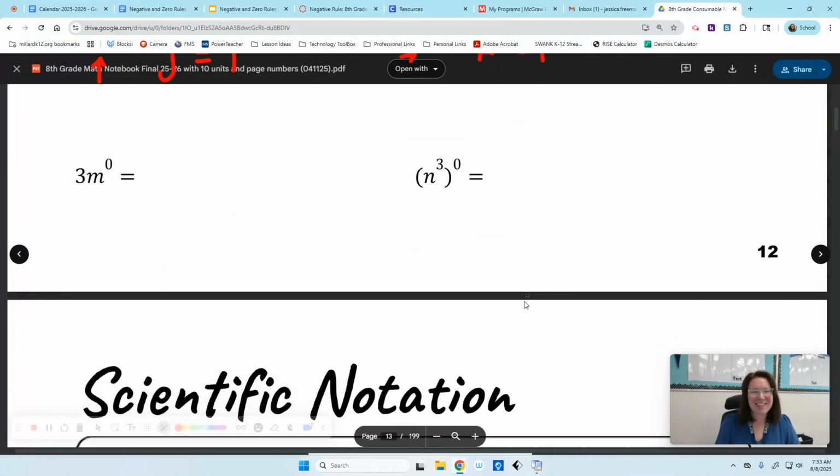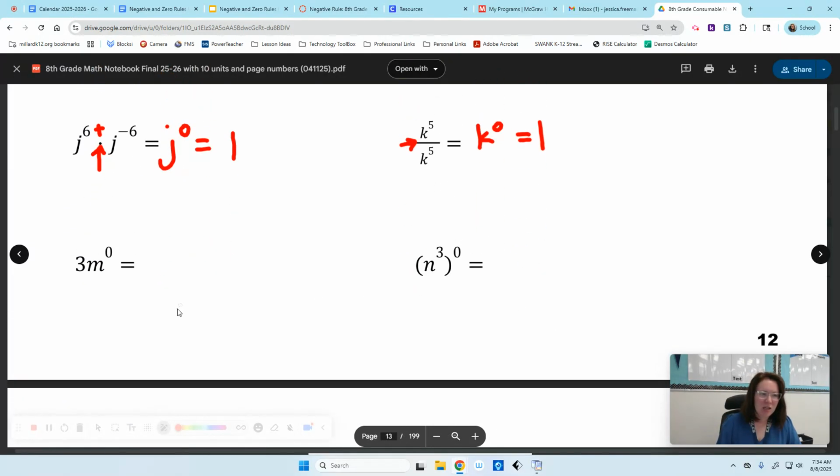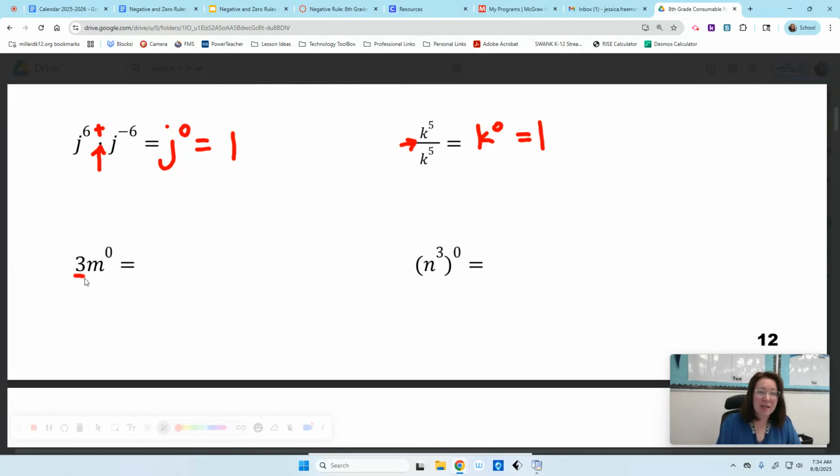And of course I had to make it a little more difficult down here. 3 does not have an exponent. So now it's just m to the 0, means I don't write m at all, so I just have that 3 left over. And then another rule we learned, when they're squished together like this, it's a power to another power. We multiply. 3 times 0 equals 0. Anything to the 0 power equals 1.